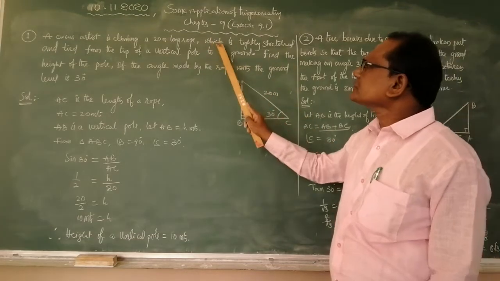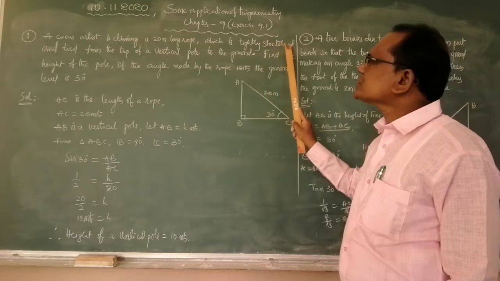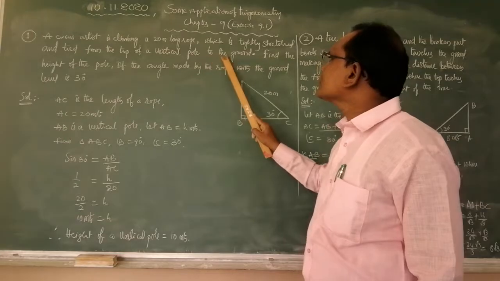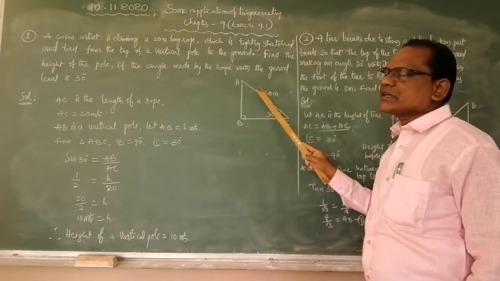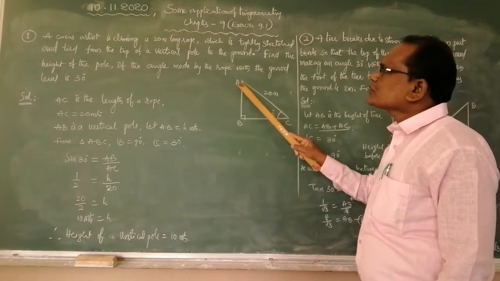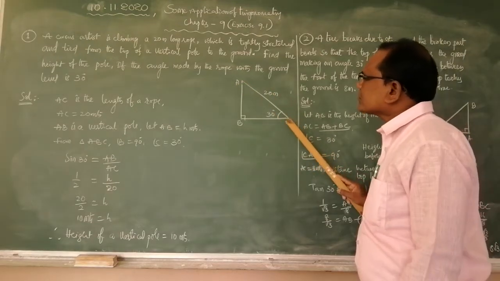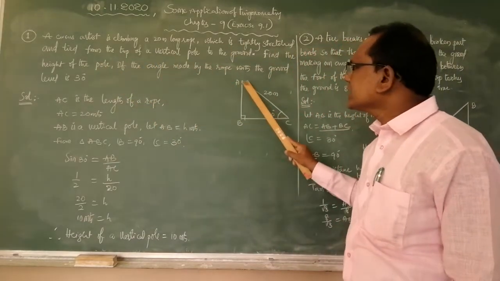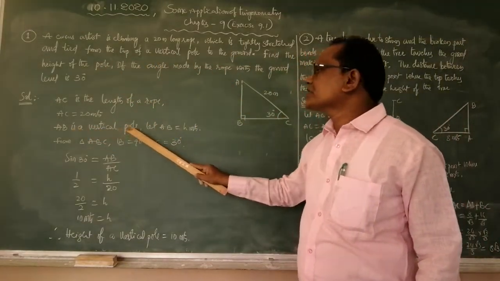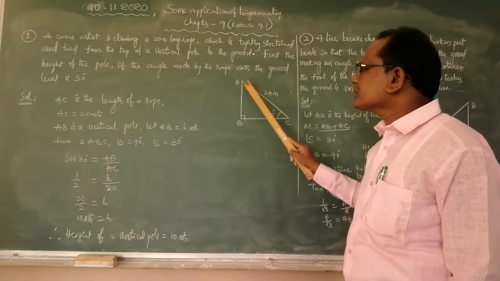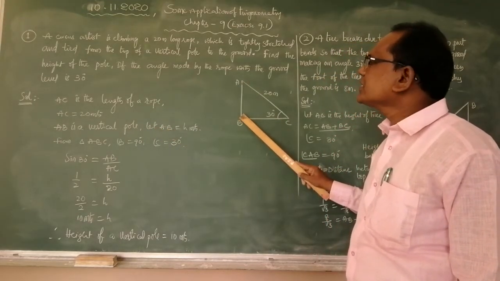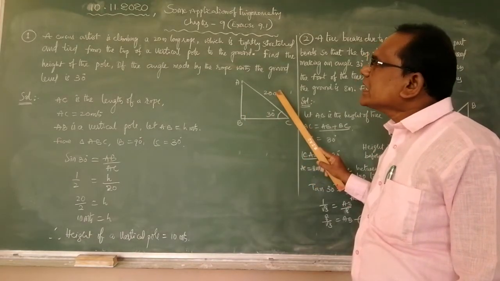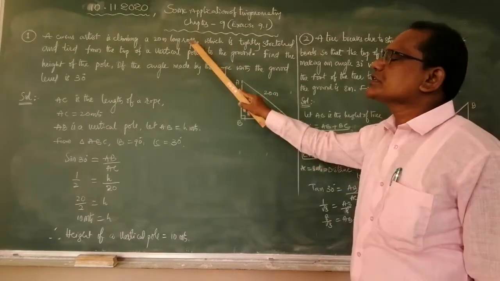That's why it is given that the rope is tightly stretched and tied from the top of the vertical pole to the ground, and that rope is 20 meters. Find the height of the pole. Where is the pole? AB is the vertical pole. Let AB equal h meters. We have to find the height of the vertical pole. AC is the length of the long rope, that is 20 meters.